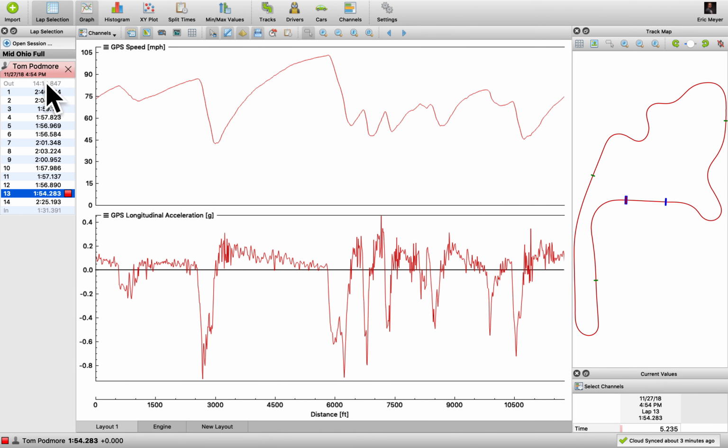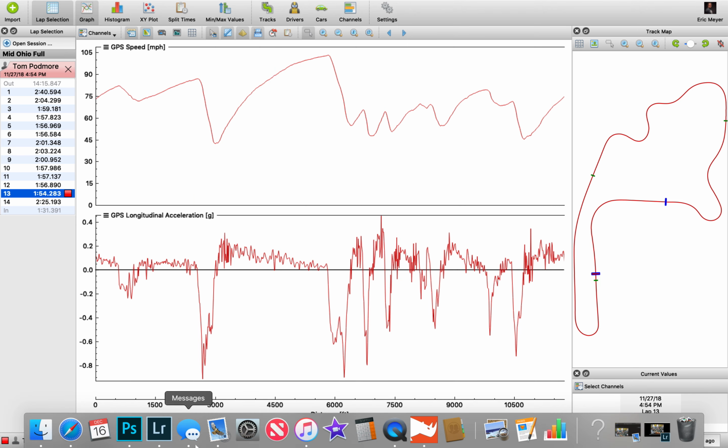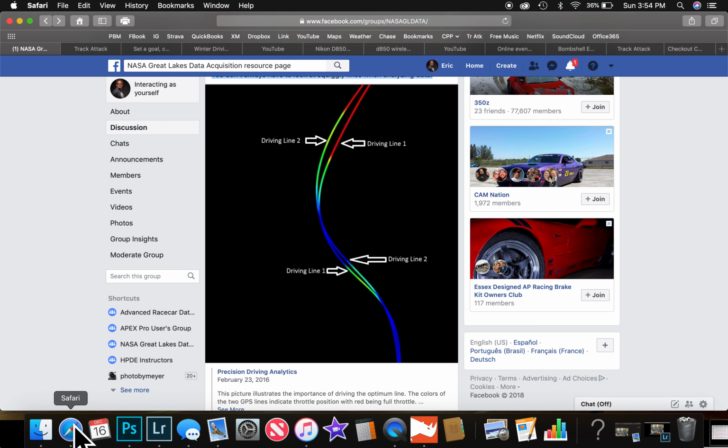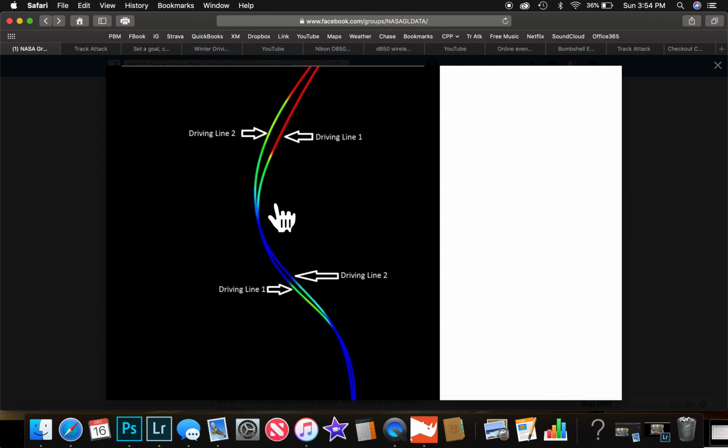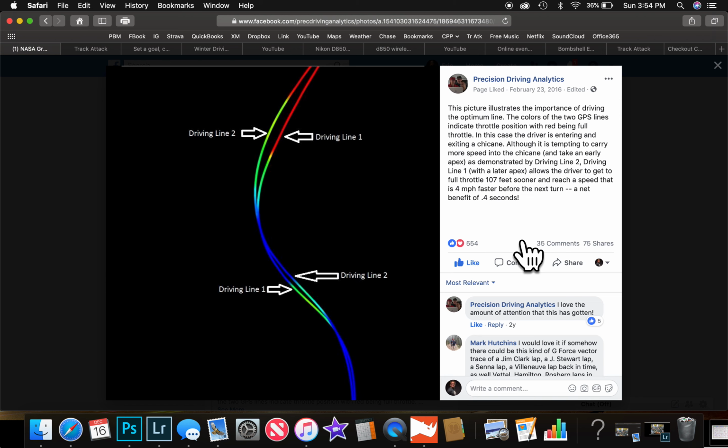This is Tom Podmore at Mid-Ohio. These are squiggly lines, right? But what we're getting at over here is a different kind of data. And we're going to drill down. I'm going to explain it to you. So when you see it next time, you can go, aha, that makes sense. So Ray's been kind enough to give us some background.